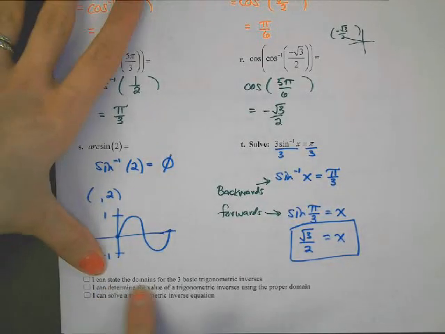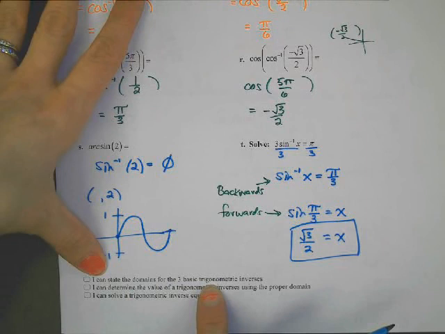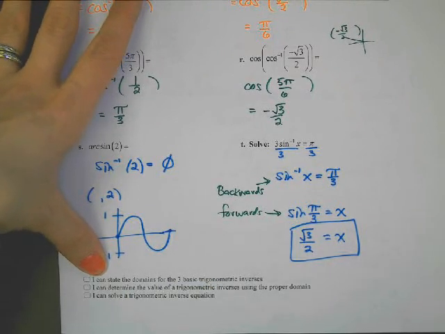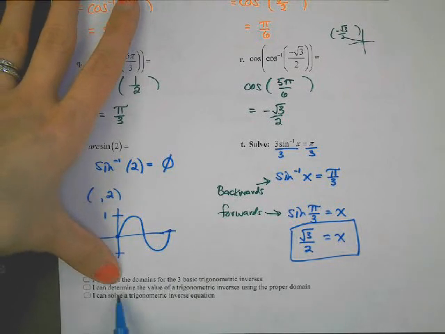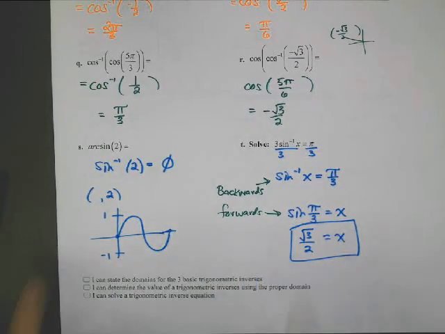Okay? So what I want you to be able to do, can you state the domains for the three basic trig inverses? Which quadrants do you look in? Sine and tangent both use 1 and 4. Cosine uses 1 and 2. Can you determine the value of a trig function using the unit circle, can you go backwards? And can you solve a trigonometric equation that's inverse?